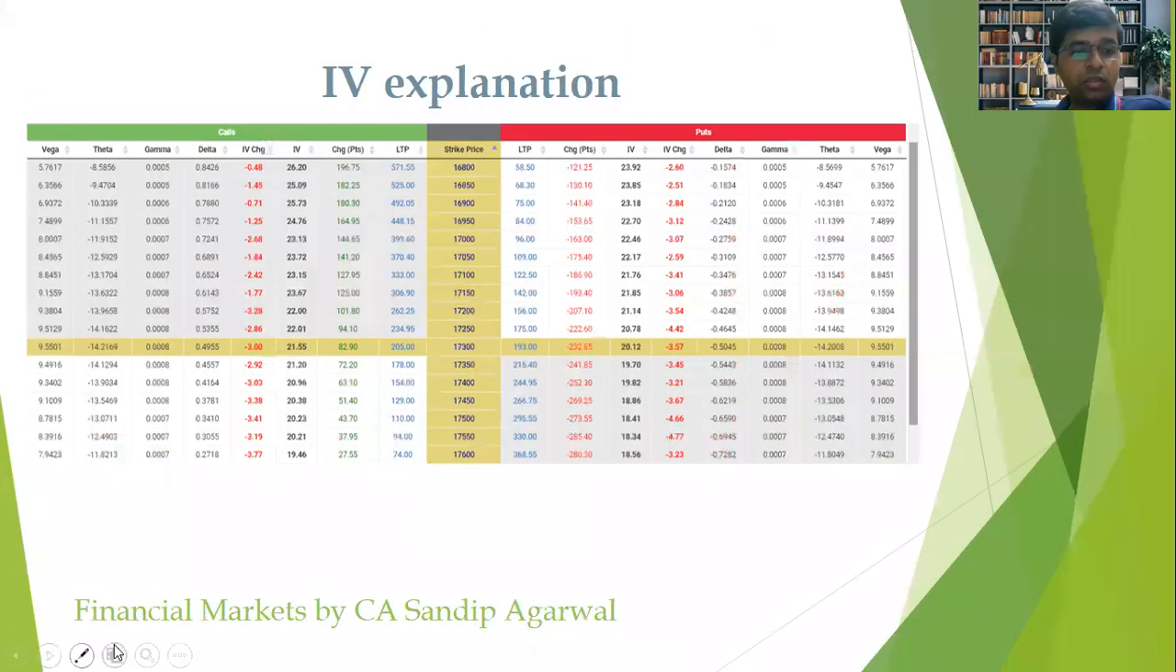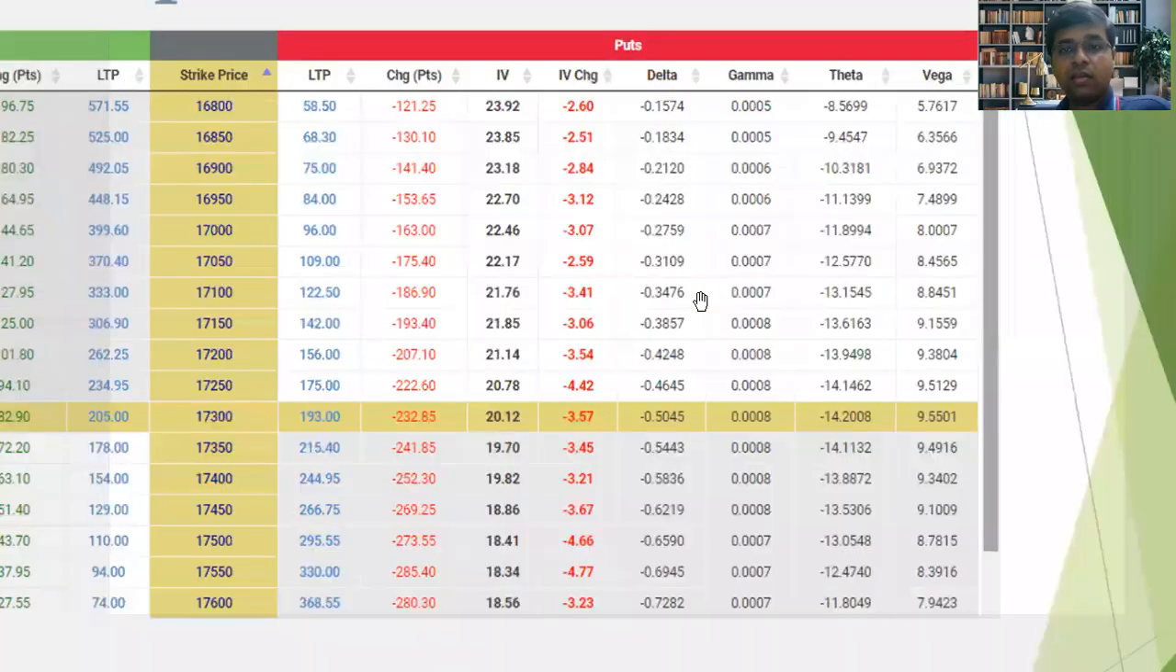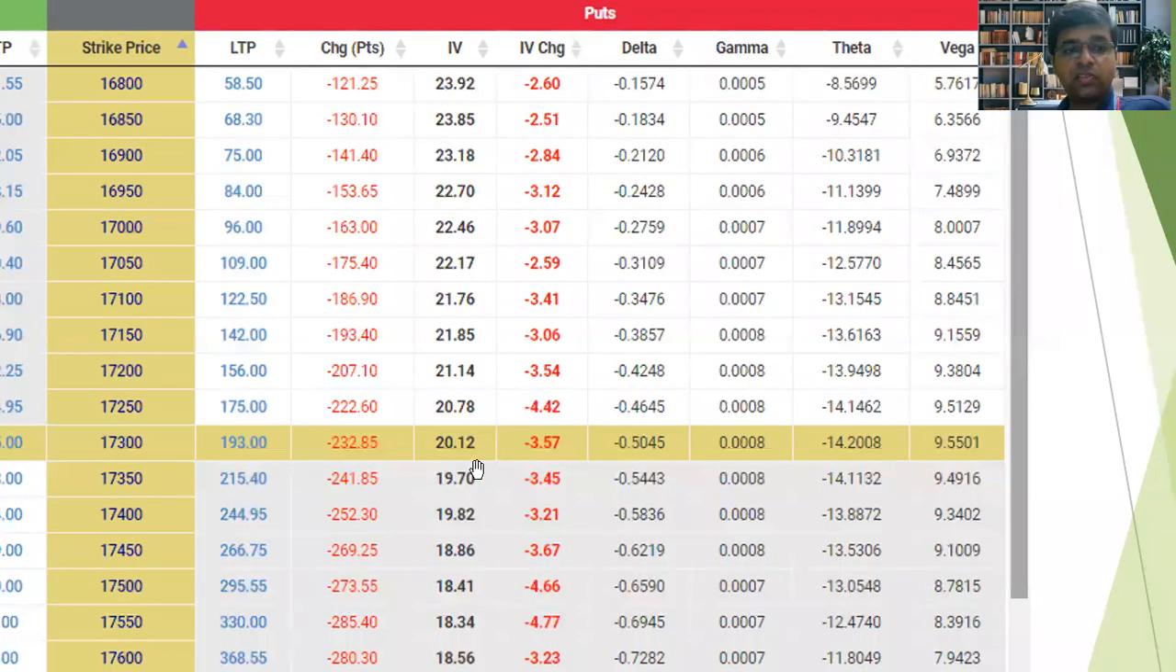Similarly, on the put side as well, we can see a similar structure. The IV of the 17,300 at the money put option is 20.12, and the IV of all the put options which are out of money, that is for all the strike prices lesser than 17,300, is greater than at the money. And similarly, the IV of all the put options which are in the money, that is for all those strike prices greater than 17,300, is less than the IV of the at the money put option.